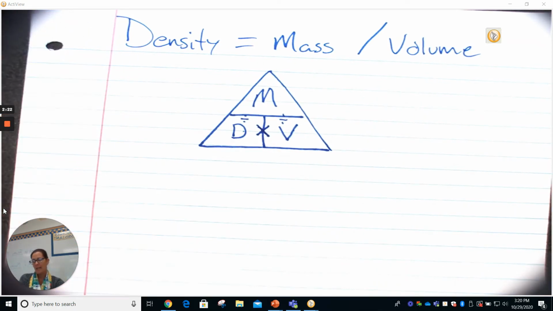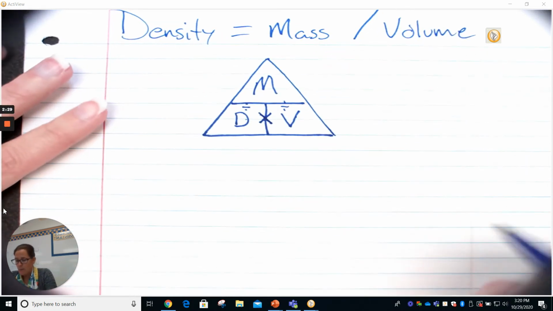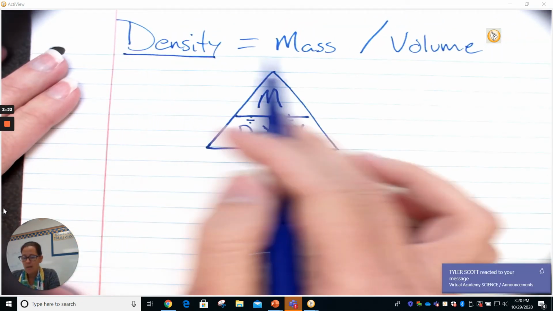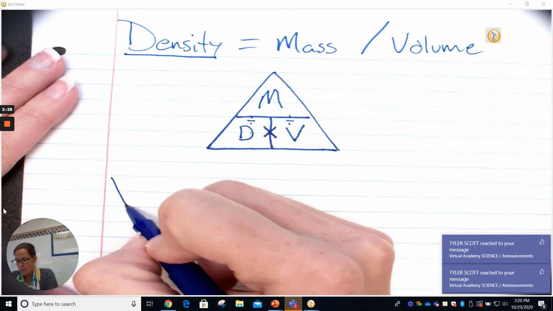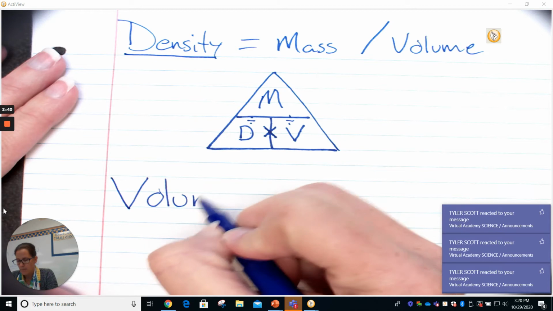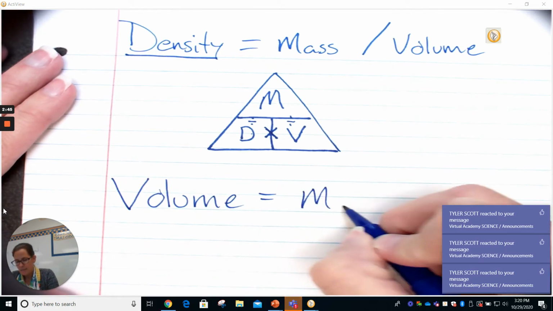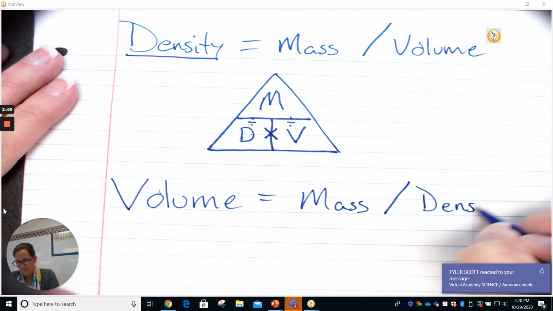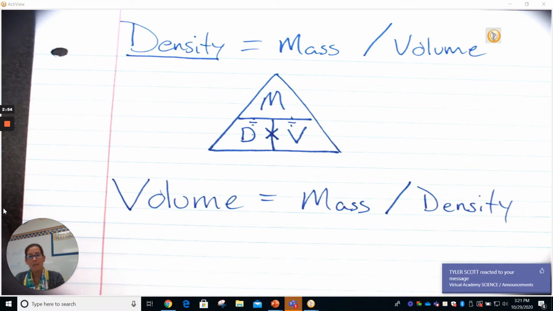Okay, I'm going to write this out too because sometimes this little triangle thing is a little bit confusing, and that's okay. So I'm going to give this to you a couple different ways. So if we want to know density, we already have that formula right here. So density equals mass divided by volume. Right here we've got volume equals the mass divided by the density. So it's the same formula idea, we're just moving some things around.